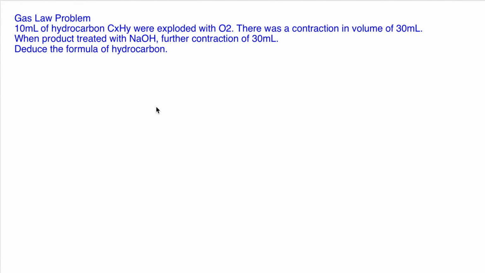Let's have a look at this question together. They said you have 10 moles of hydrocarbon, which is CxHy, reacted with oxygen, and we know CxHy, hydrocarbons with carbon and hydrogen, the product is definitely carbon dioxide and water. They said that there's a contraction in volume. When the product is treated with sodium hydroxide, there's a further contraction. I ask you to deduce a formula.